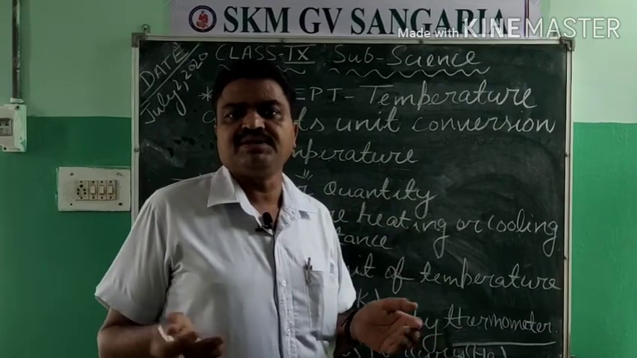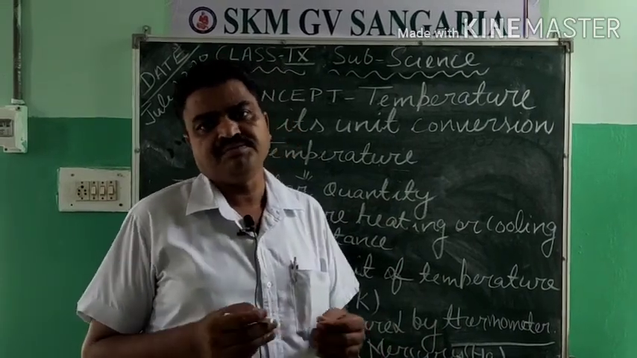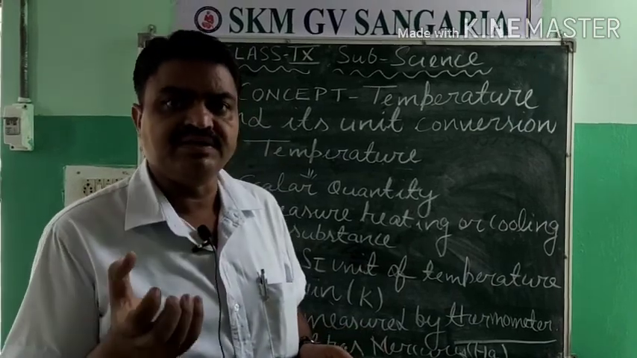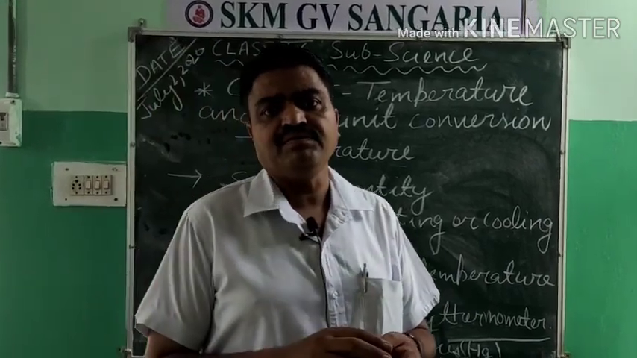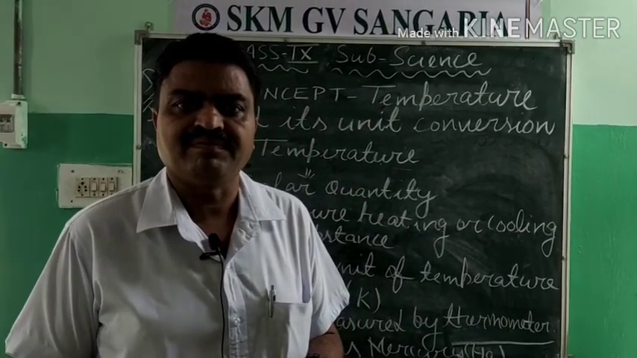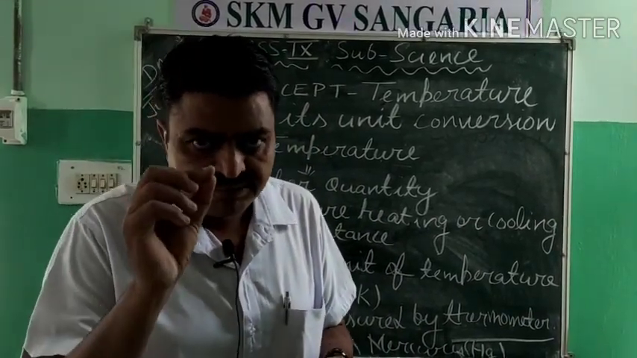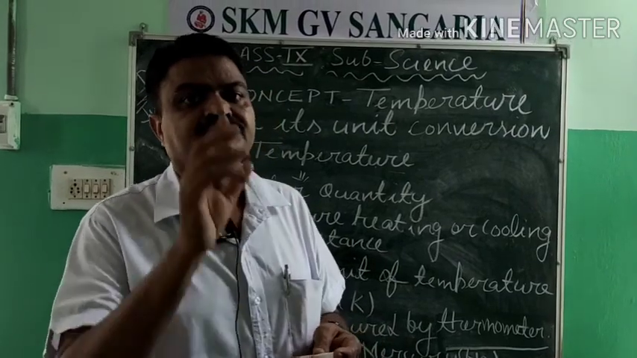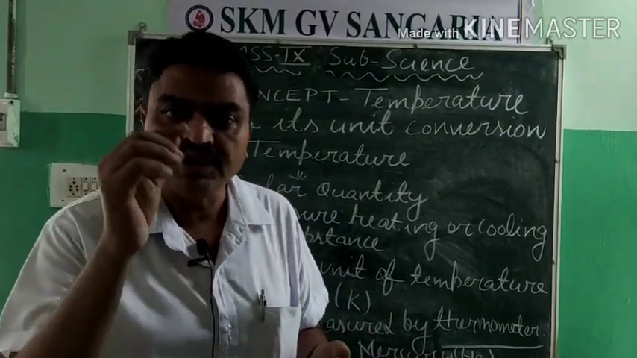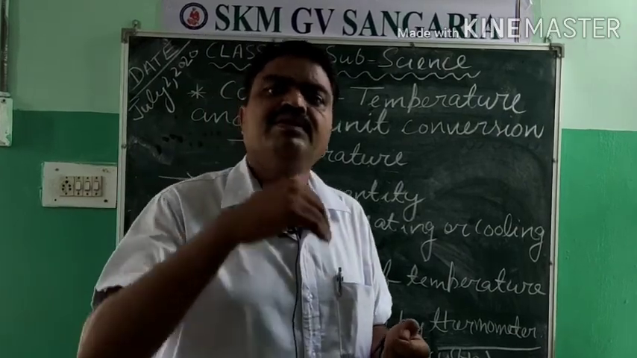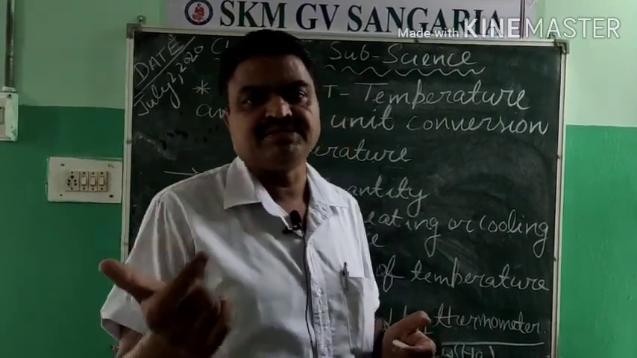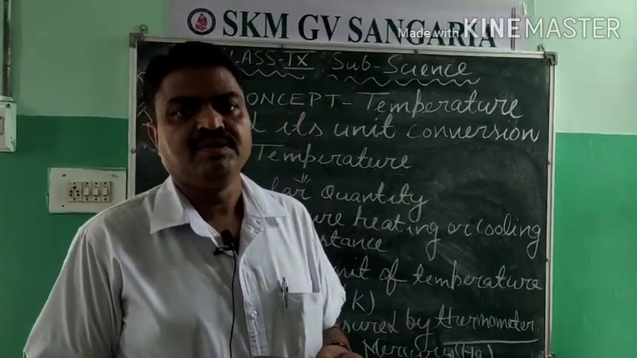We measure temperature with the help of a thermometer, and in the thermometer there is one particular metal, and that metal is known as mercury. That mercury changes its position in the thermometer due to heating or cooling, and with the help of that particular line we measure the temperature.